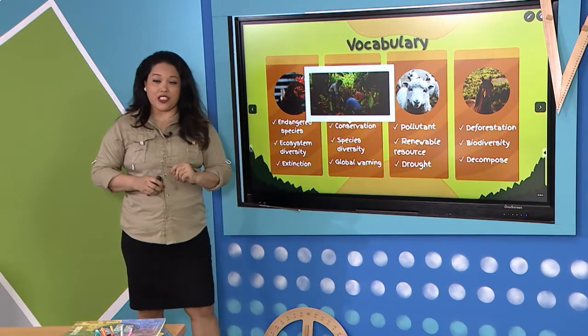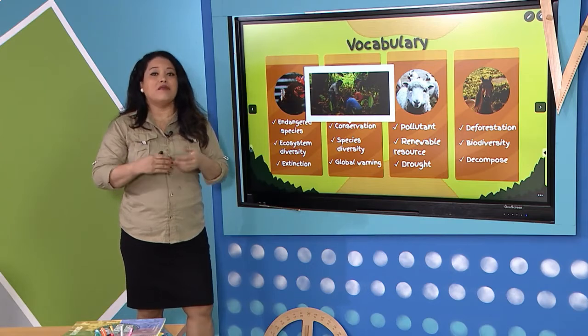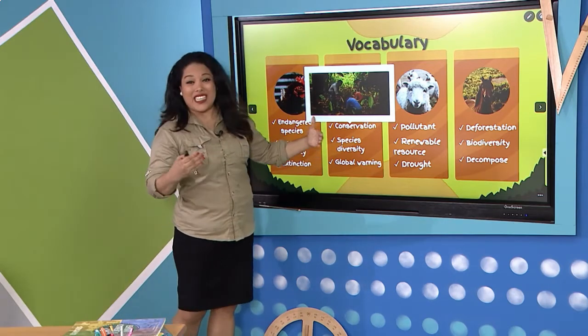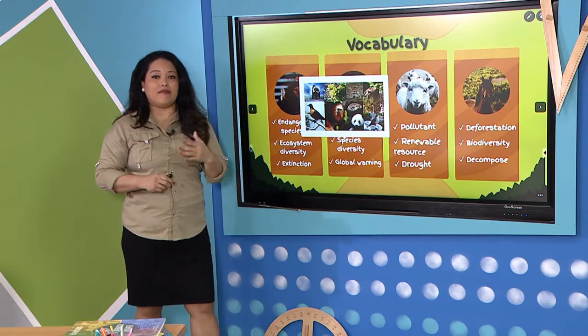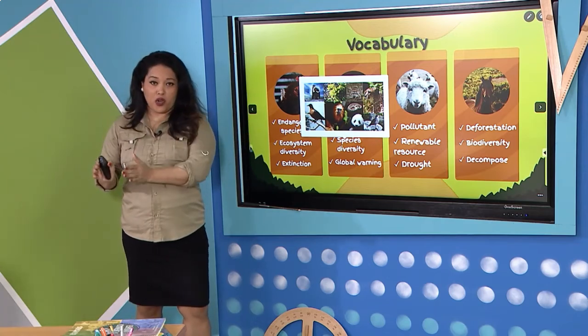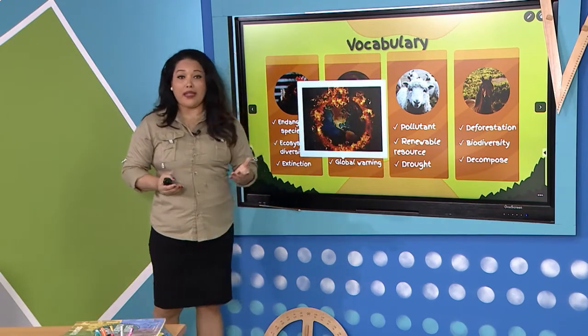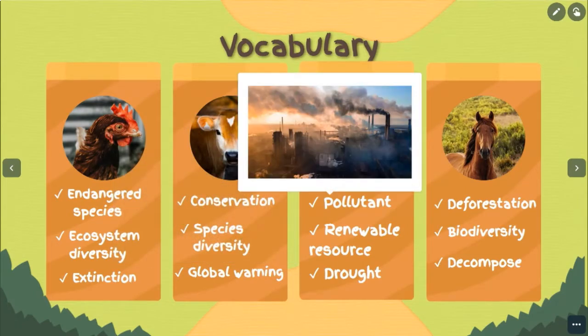The next word is conservation. Conservation, of course, comes from to conserve, to preserve, to protect, to save, to maintain. So this is the opposite of destroy. Species diversity is defined as the number of species and the abundance of each species that live in a particular location. Global warming is a process that causes the average temperature of the air to rise. Pollutants, these are substances that pollute the environment, especially gases from vehicles and some chemicals that are produced as wastes of industrial processes.